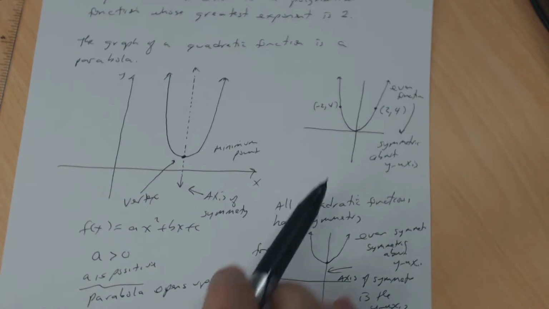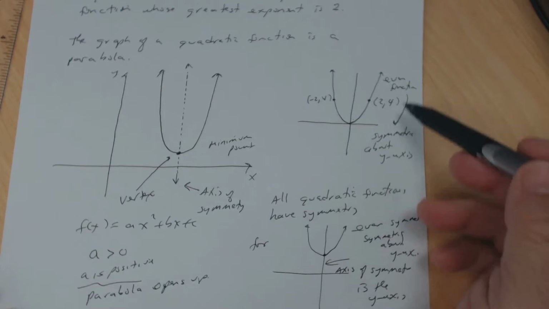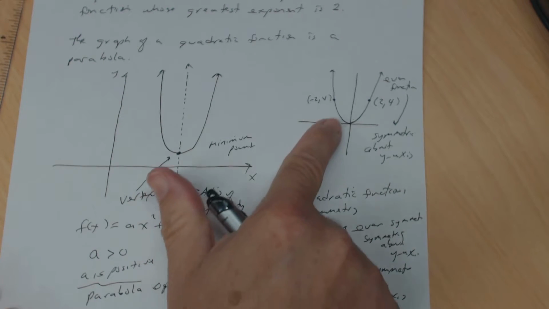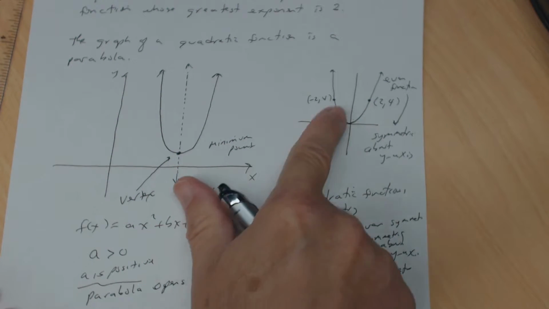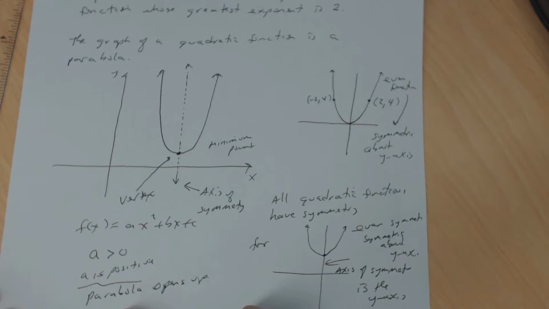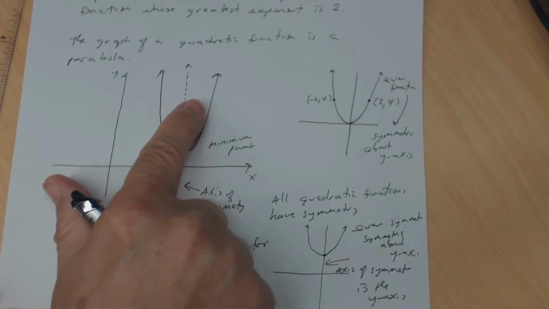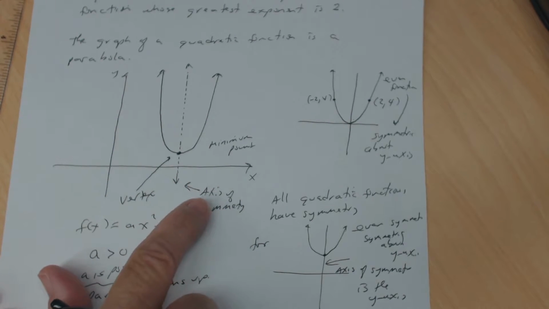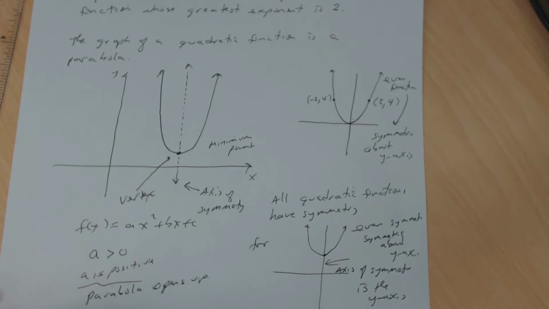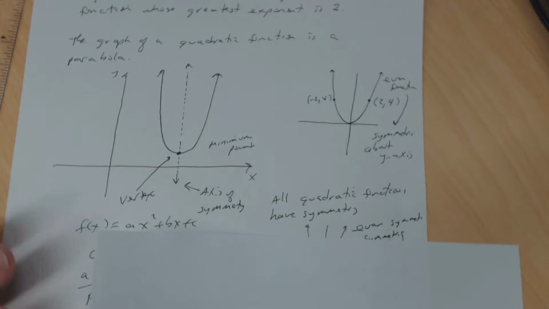All this is review from a previous lesson. Even functions are symmetric about the y-axis, so the axis of symmetry is the y-axis. This is not an even function because it's not symmetric about the y-axis, but it still has symmetry, called the axis of symmetry, and we're going to find that soon. Since the parabola is going up, the coefficient of x squared, a, is positive. So if a is positive, the parabola will open up. Now let's compare that with one that opens down.